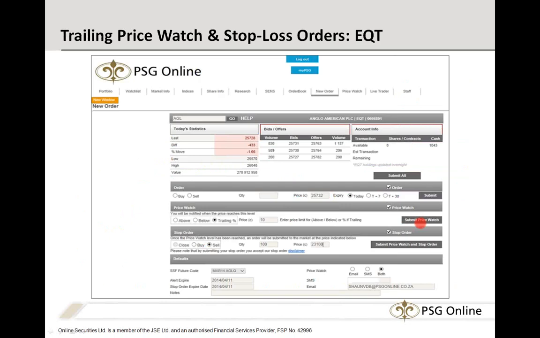But from an equity point of view, this is an equity portfolio. You can see here's my equity account. Here's Anglo's this morning. Once I've bought the share, I click on new order, come back again, and click on what they call a price watch. Your price watch acts like a trigger. I'm using a 10% trailing, so I select trailing, and that's 10%. 10% on the current share price of 257 is 25 Rand 70, whatever it is.